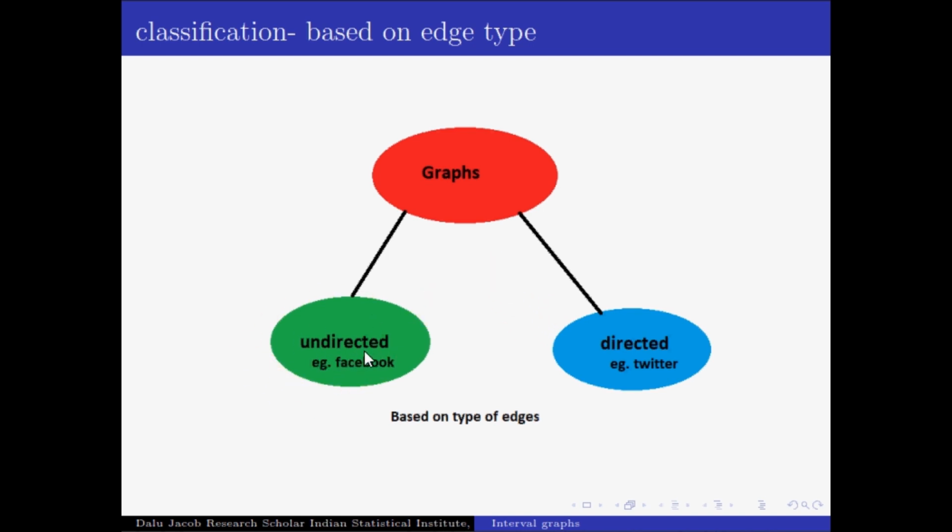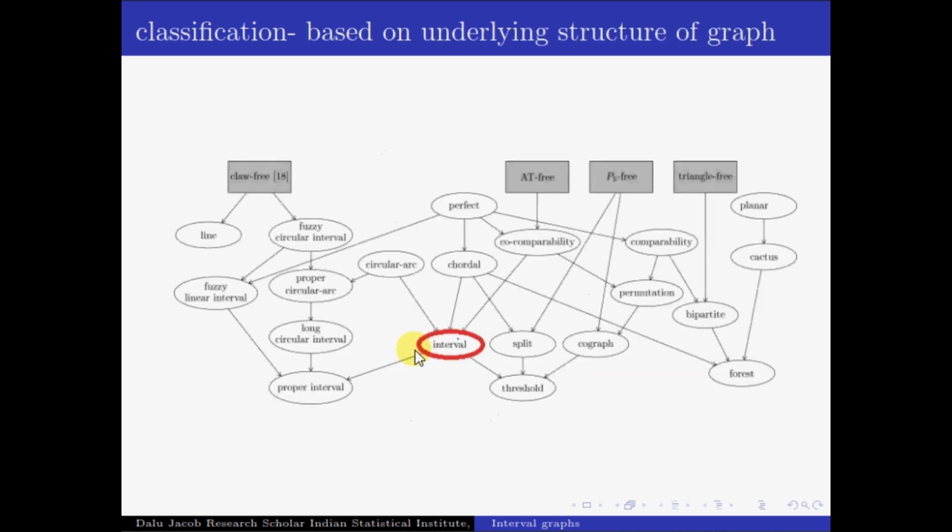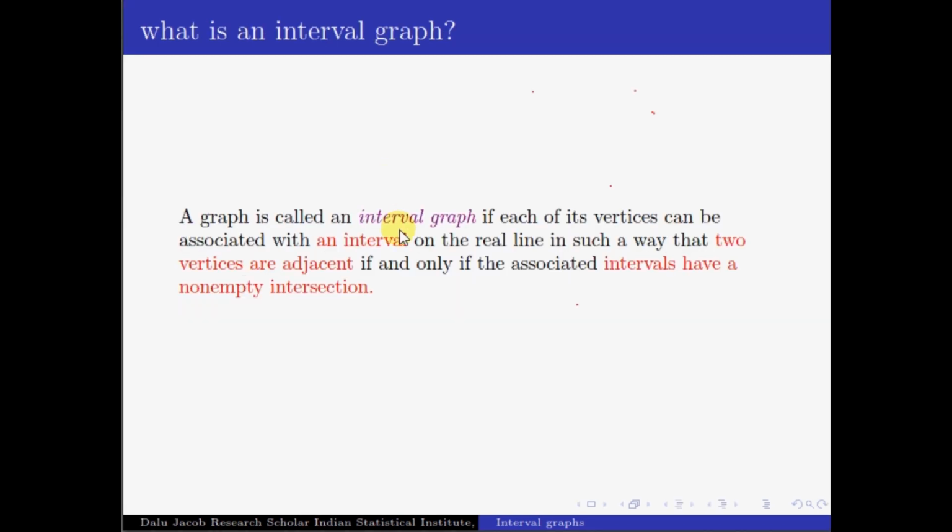Now we can further classify the class of undirected graphs based on the underlying structure of the graph. This is one snapshot of such a classification. I know that it looks complicated, but you don't have to worry about each of these subclasses, because today in this whole session we will be dealing with one of them, which is called interval graphs. It has to do something with intervals on the real line. So let us see formally how it is defined.